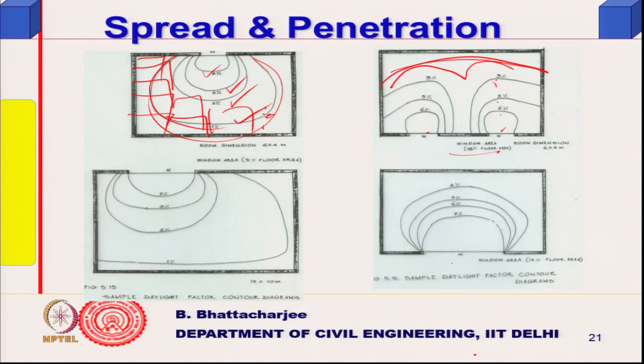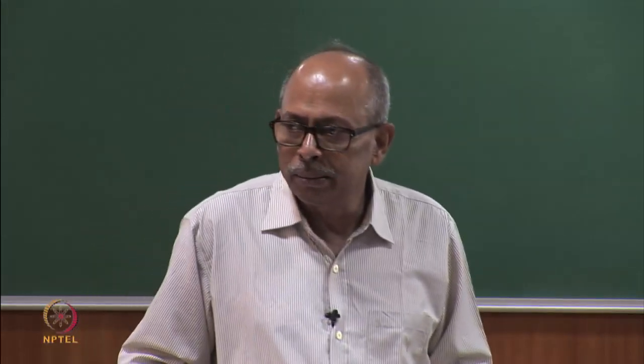for example, if you have a window here and here, then you might end up getting this sort of contour. So, if one window here, one window there, the first initial one will be like this, but beyond that you will have something like this, then you might get something of this kind. So, the daylight penetration spread increases in this manner.